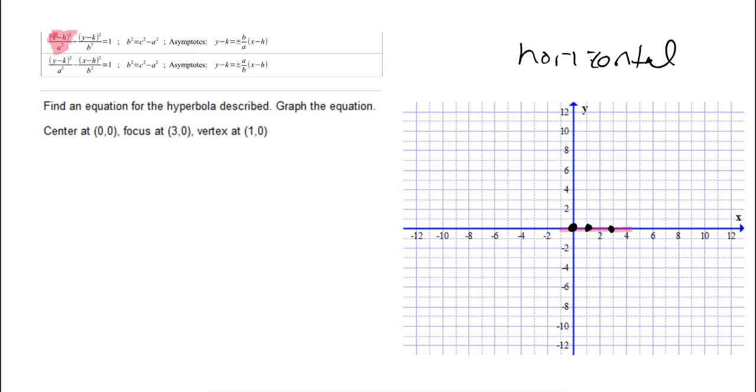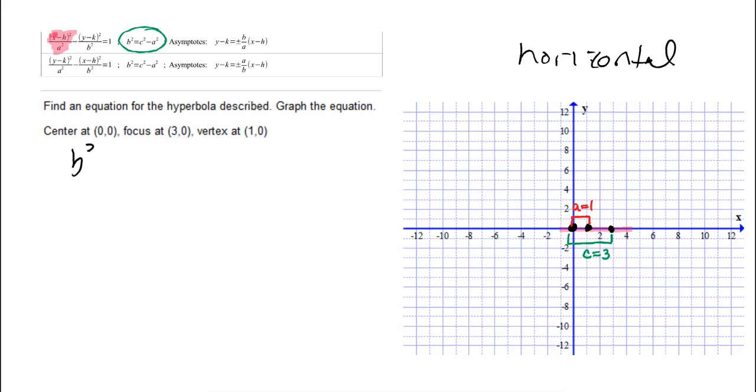A is the distance between the center and the vertex. So the center and the vertex have a distance of A, which in this example is 1. Then the distance between the center and the focus is C, and that distance is 3 for this example. Then we can use this Pythagorean equation to find the value of B.